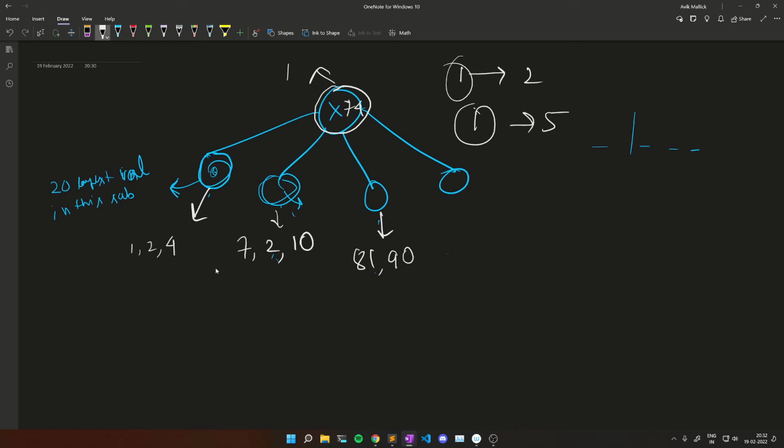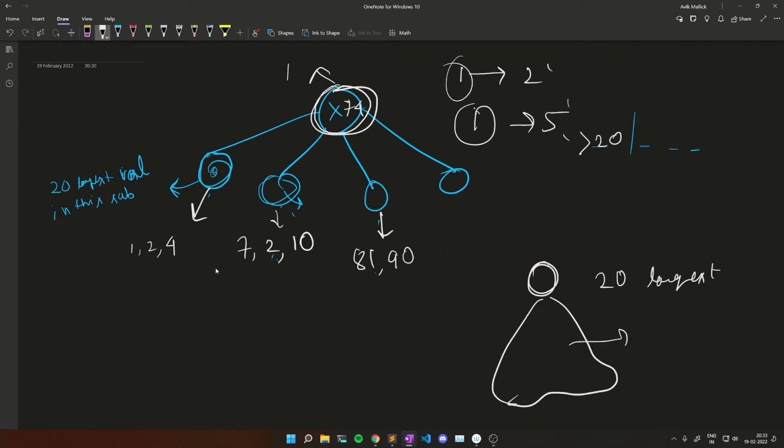So beforehand we need to calculate all the largest values, right? What I'm trying to say, see, these values k at most can be 20. So for each vertex, if we know the 20 largest values in this vertex's subtree, then we can simply answer it.